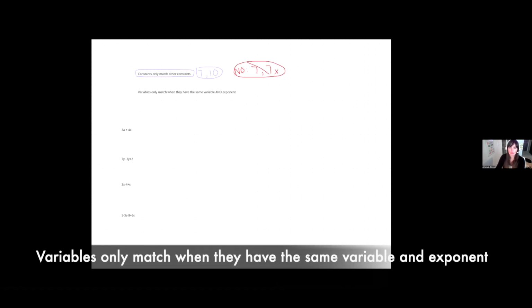All right, what does this mean? Variables only match when they have the same variable and exponent. Okay. Let's look at an example of that. We could do 3x and 3x. Those could be combined because they're the same. They both have x. What about 2a to the second power, and we could do a 6a to the second power. Those can also be combined. Do you see the pattern here?